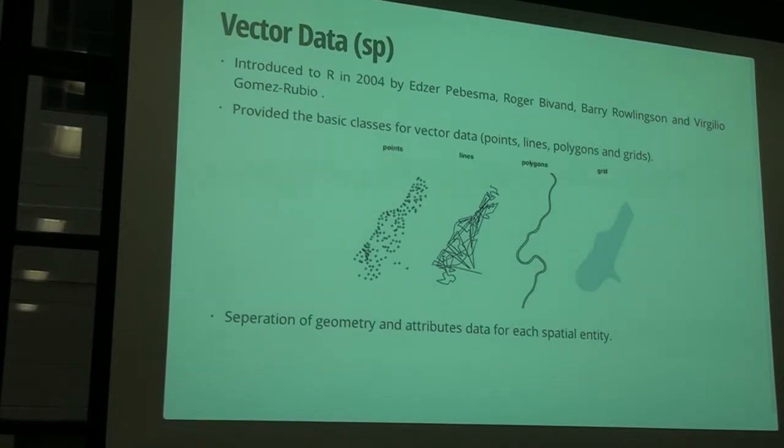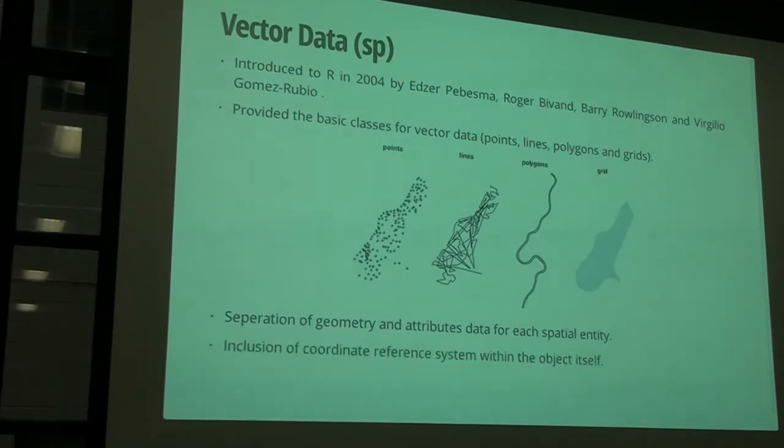The good thing about vector data is that they separate the geometry and the attribute data for each spatial entity. This means that we don't need to duplicate the attribute data to keep the structure of the data frame, and this will greatly reduce the size of the data that we have.